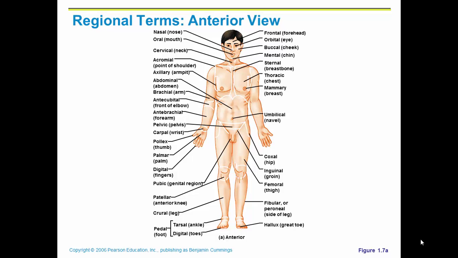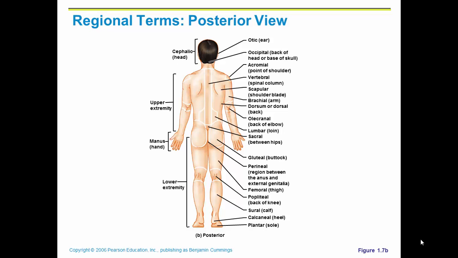So for instance, if you're looking at the line that is pointing to the mouth, that would be the oral or the oral cavity. The chin, they call that mental. Why? I'm not sure. The breastbone is called sternal, the chest area, thoracic, etc. And this is the same idea, but the posterior view of the body.